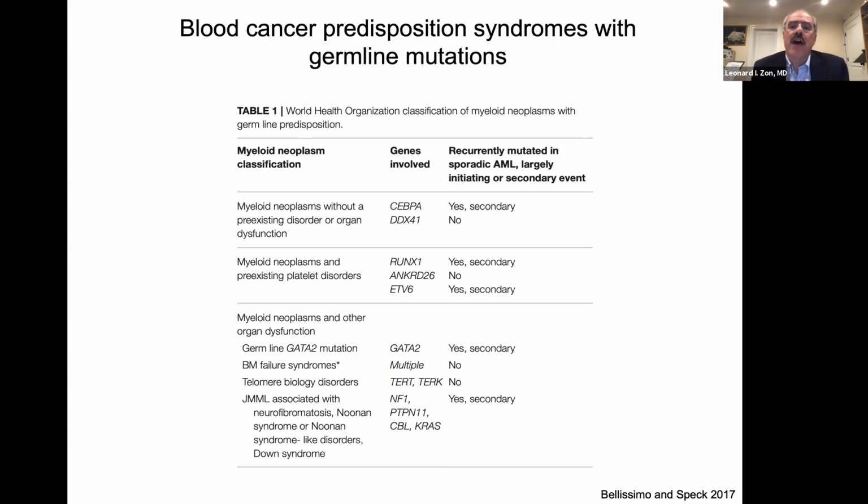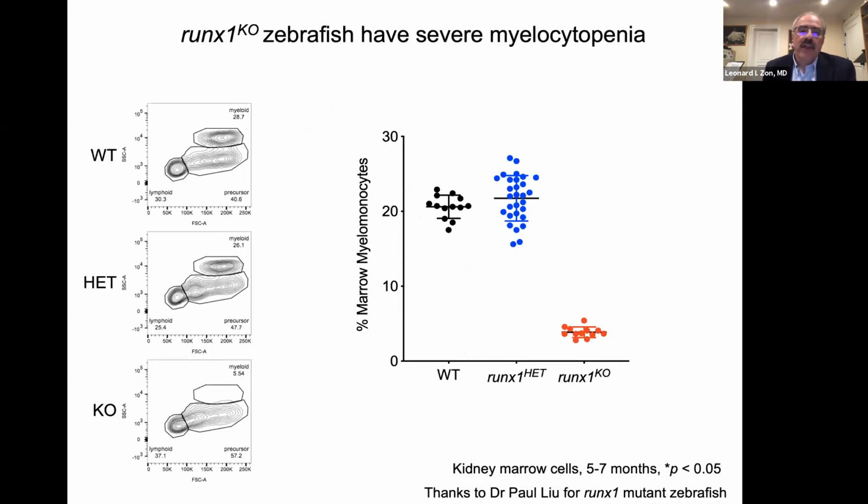Now, what about pediatric leukemias? So we've begun to look at cancer predisposition syndromes. And in particular, the work I'm going to tell you about is on RUNX1 and GATA2 mutations, which have been linked to pediatric leukemia. Now, in the fish, we've been able to, with Paul Liu's group, examine the RUNX1 mutant zebrafish.